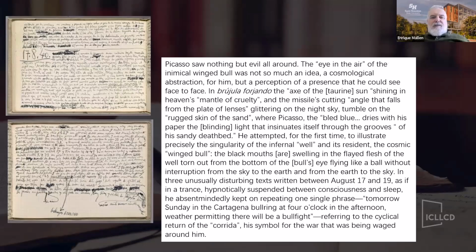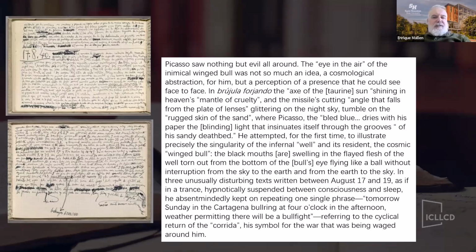He used it for the first time to illustrate precisely the singularity of the infernal well and its resident, the cosmic winged bull that he saw as evil, the black mouth swelling in the flayed flesh of the well, torn out from the bottom of the bull's eye, flying like a ball without interruption from the sky to the earth and from the earth to the sky.